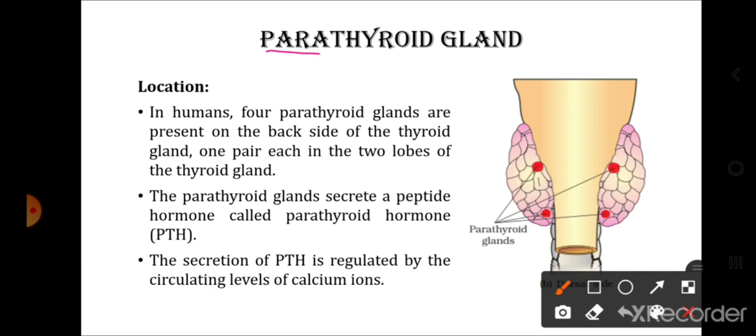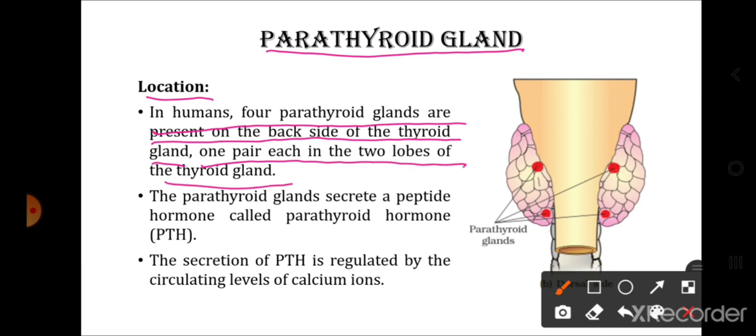Now the next is parathyroid gland. So its location. In humans, 4 parathyroid glands are present on the back side of the thyroid gland, 1 pair each in 2 lobes of the thyroid gland. So total 2 pairs are there. So 4 parathyroid glands. Where are they located? They are located on the thyroid lobes at their back side.